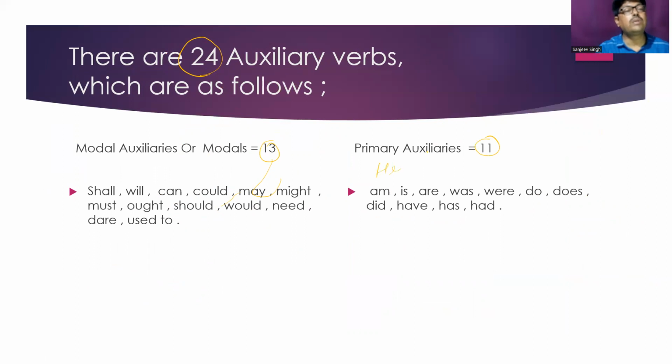Primary auxiliaries help to form tense, voice, etc. Whereas modal auxiliaries work only as helping verbs. And they are 13: shall, will, can, could, may, might, and so on up to used to.